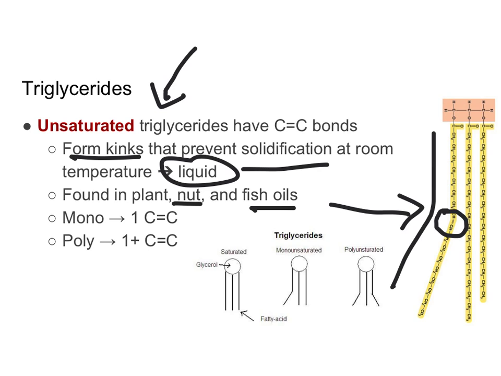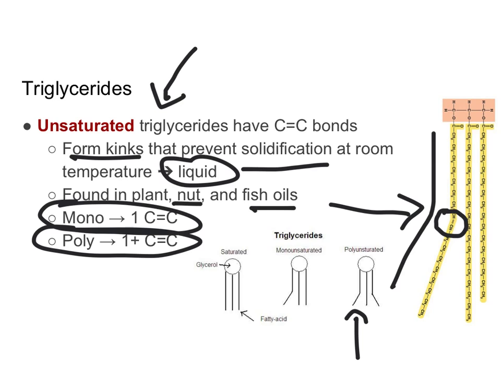You also might have heard the terms monounsaturated fat or polyunsaturated fat. That's referring to the number of double bonds that are found in the fatty acids. So if you have one double bond in your triglyceride, that would be a monounsaturated fat. If you have more than one double bond in your triglyceride, as you see here, that would be a polyunsaturated fat if you have two or more.